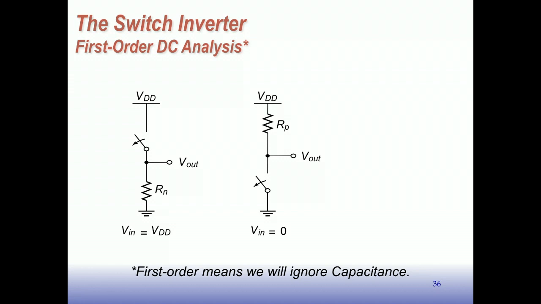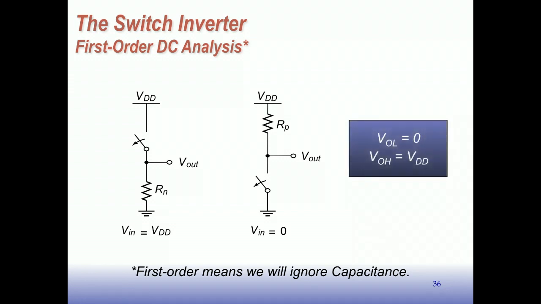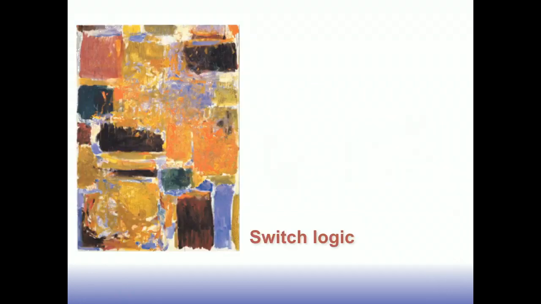If we put a 0 at the input, this NFET is open circuit. The PFET switches on, connecting the output to VDD. So 0 at the input, VDD at the output. That means logic 0 at the input, logic 1 at the output. So it acts like an inverter, just the way we want. Okay? So we can extend this now.